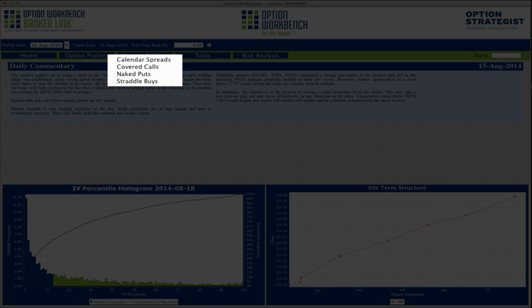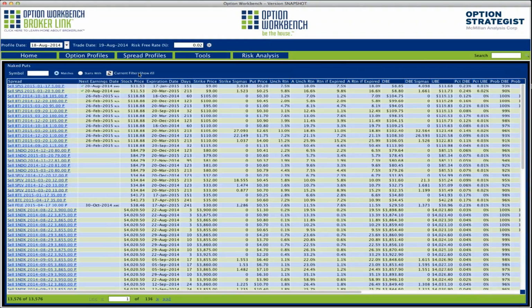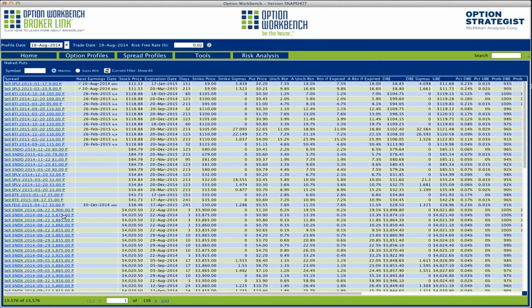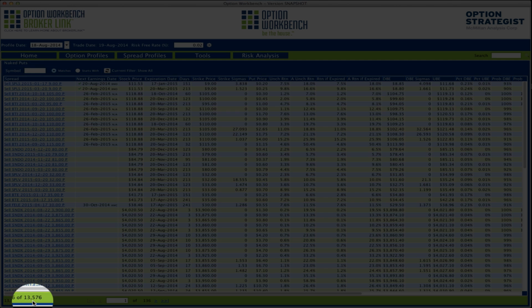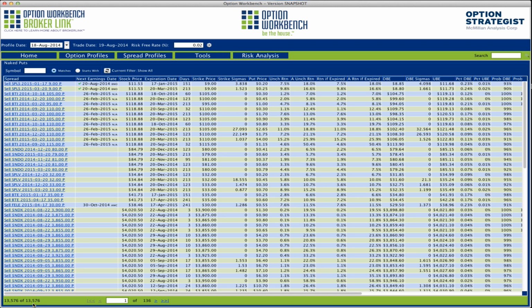So I'll go over to spread profiles and click naked puts. You can see that as of the close last night on the strategy zone, there were 13,576 naked puts analyzed, which are potential trades that we could do.